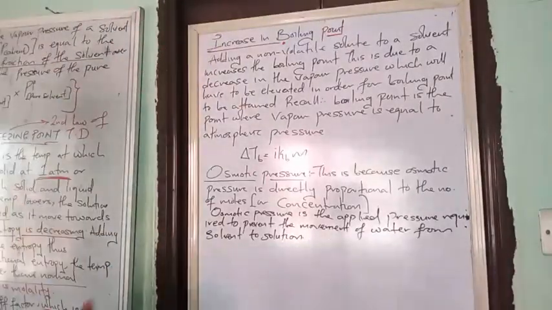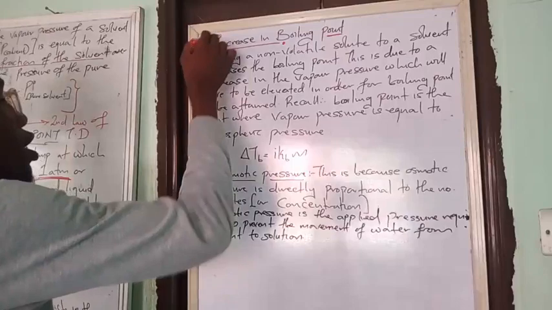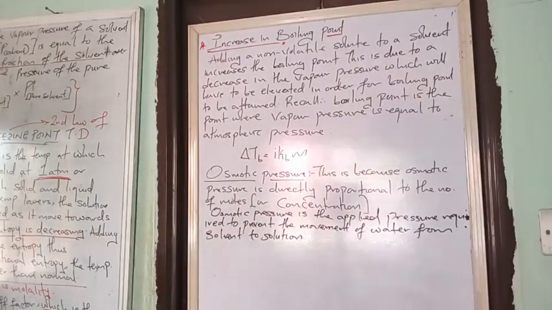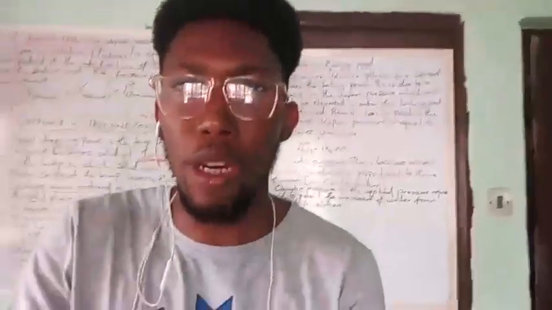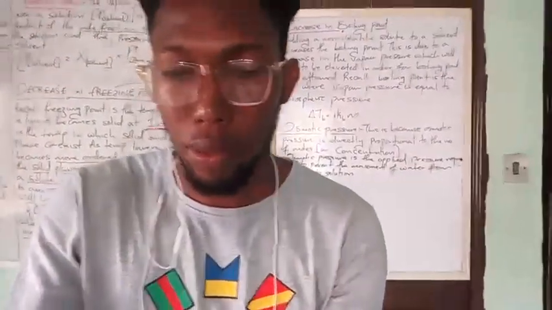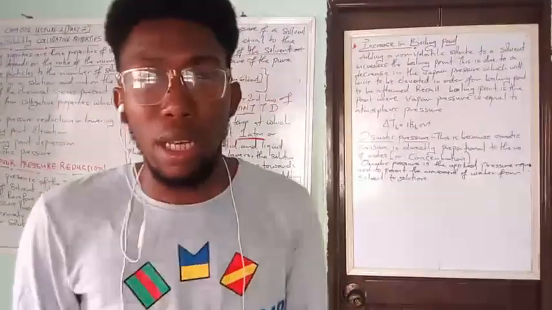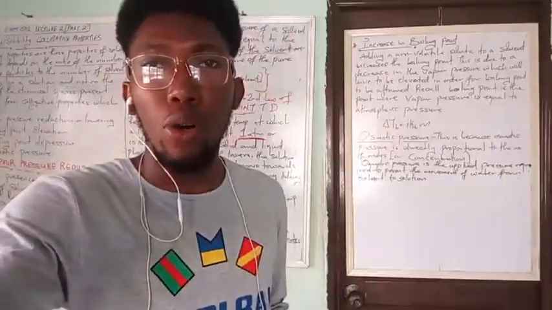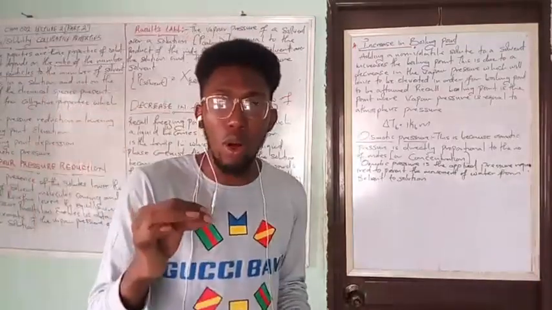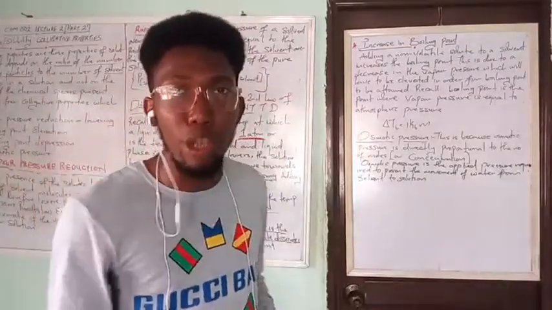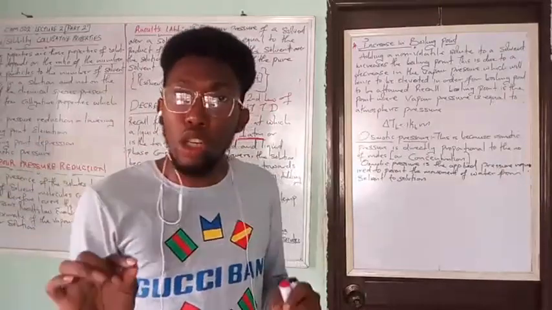The next colligative property we have is elevation in boiling point. And if I may ask, what do we really mean by boiling point? You remember that? Boiling point simply means the temperature at which the vapor pressure is equal to the atmospheric pressure.